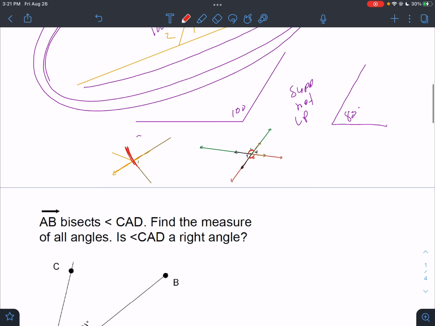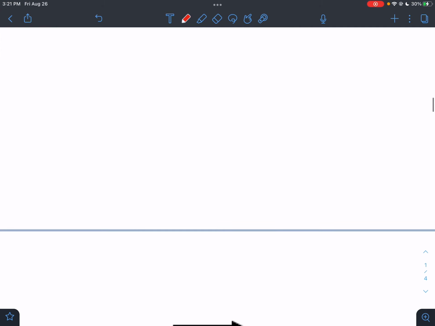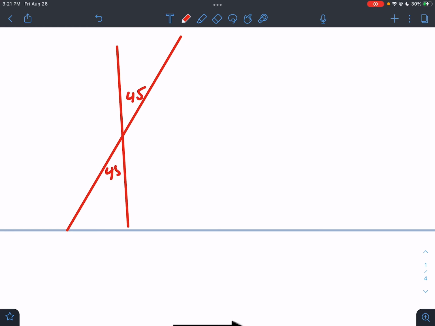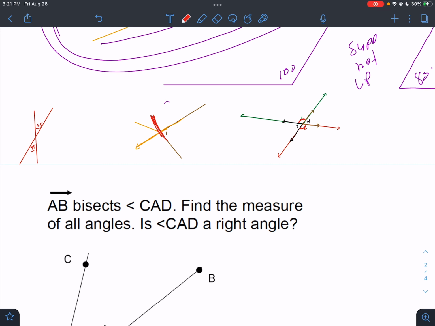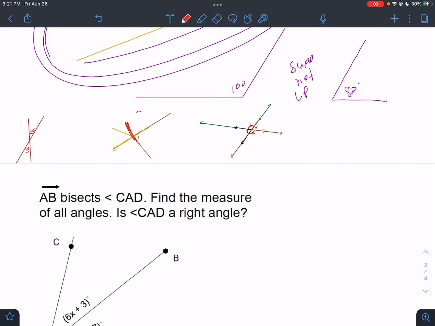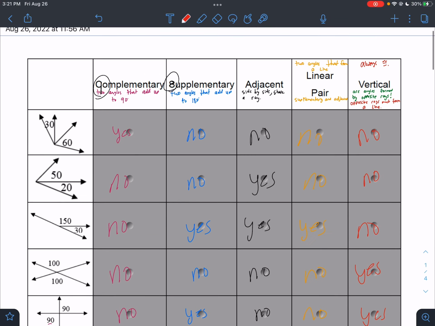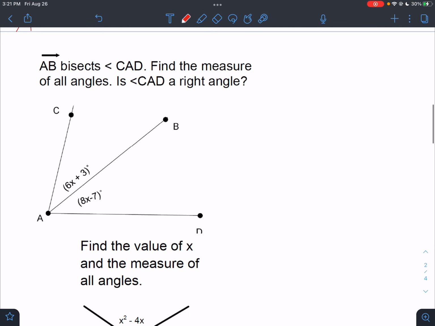How about complementary? Can vertical angles be complementary? Let's see here. Could I have angles that are vertical that are 45 degrees each? Could that happen? What's 45 plus 45? It's 90. That would be sometimes. They don't have to be 45, but they could be. All right, those are some words we need to know. We're going to go through real quick. Bisects.